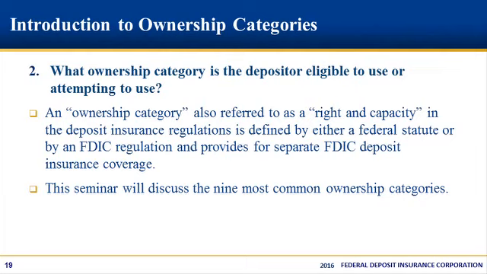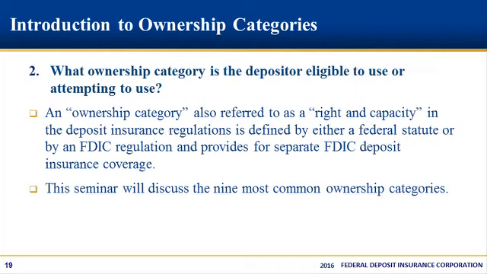A category is a unique basis of ownership defined by either an FDIC regulation or a federal statute that provides for separate FDIC deposit insurance coverage. In other words, think of a category as a set of rules. If a depositor can meet the rules for a specific deposit insurance ownership category, then their deposits will be entitled to the amount of deposit insurance coverage provided for under that category. In this seminar, we will discuss the 9 most common categories of deposit insurance coverage.